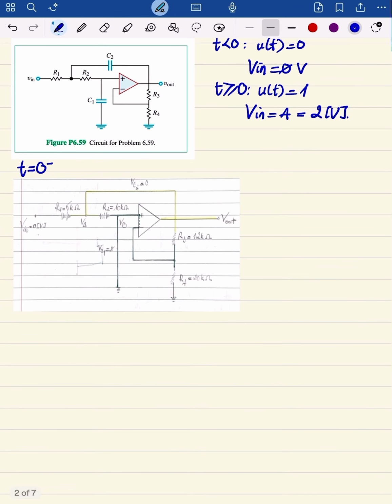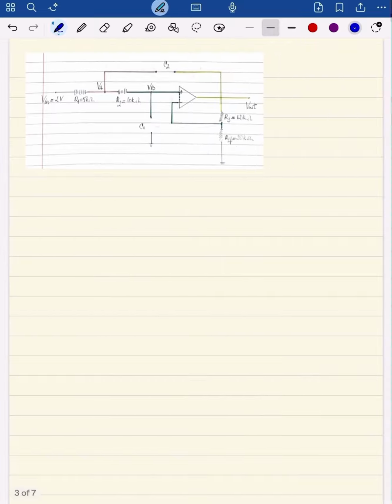So now when t is less than 0, I have no source, nothing. So we don't have anything to charge the circuit. So of course VC1 is going to equal VC2, and it's also going to be the same thing with V out, which is going to be 0 volts. So now let's move to the next time interval. When t is greater than 0, I like to analyze the circuit at the steady state first because the transient state is more complicated. So save that for later.